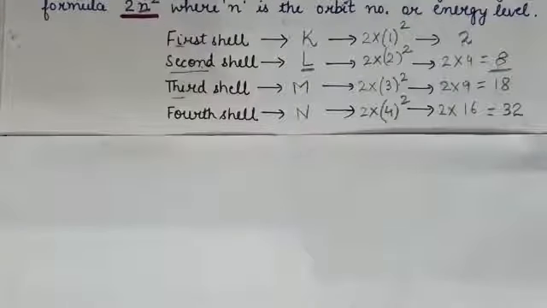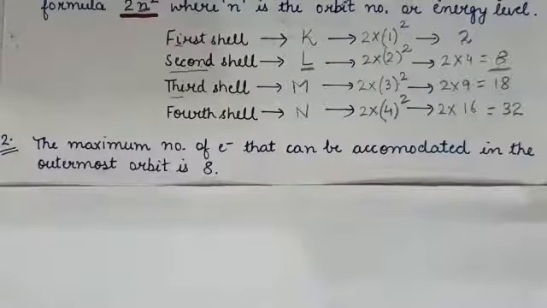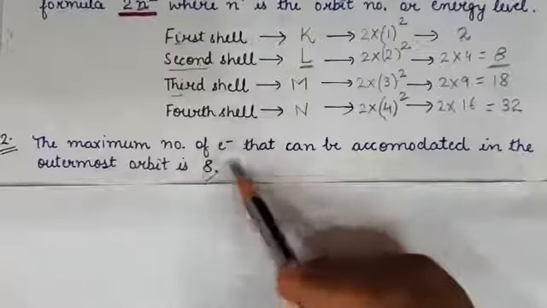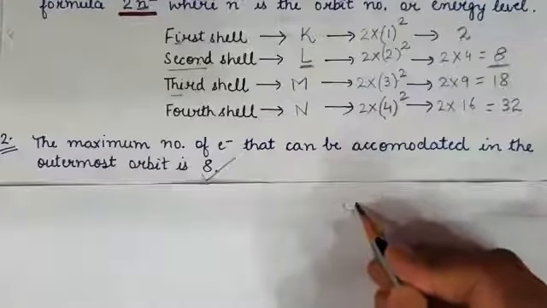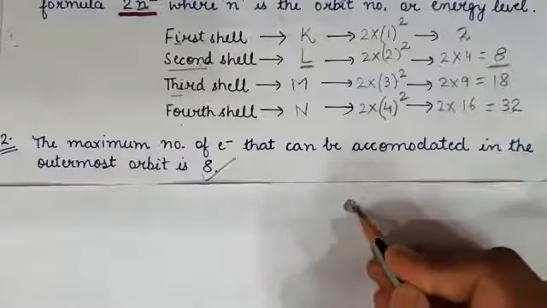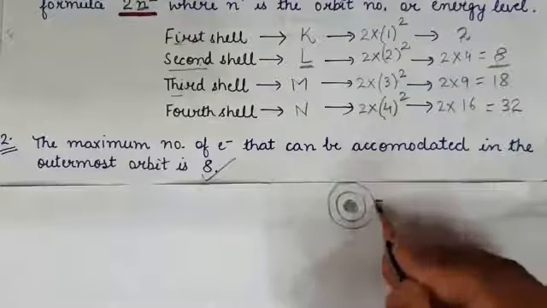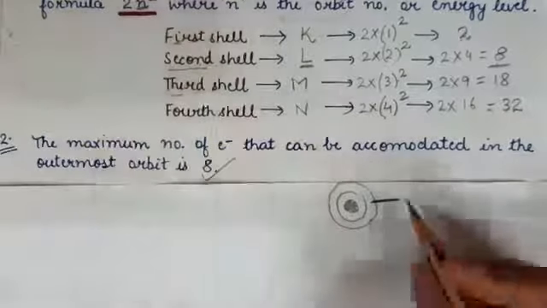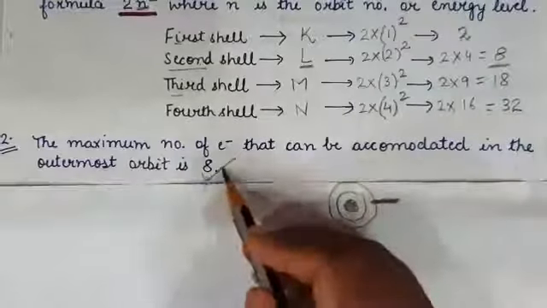Now coming to the second rule. The second rule is that the maximum number of electrons that can be accommodated in the outermost orbit is 8. Suppose this is the nucleus. This is the first shell, this is the second shell. So in the outermost shell, what is the outermost shell? It is this second shell. So this second shell can accommodate a maximum of 8 electrons.